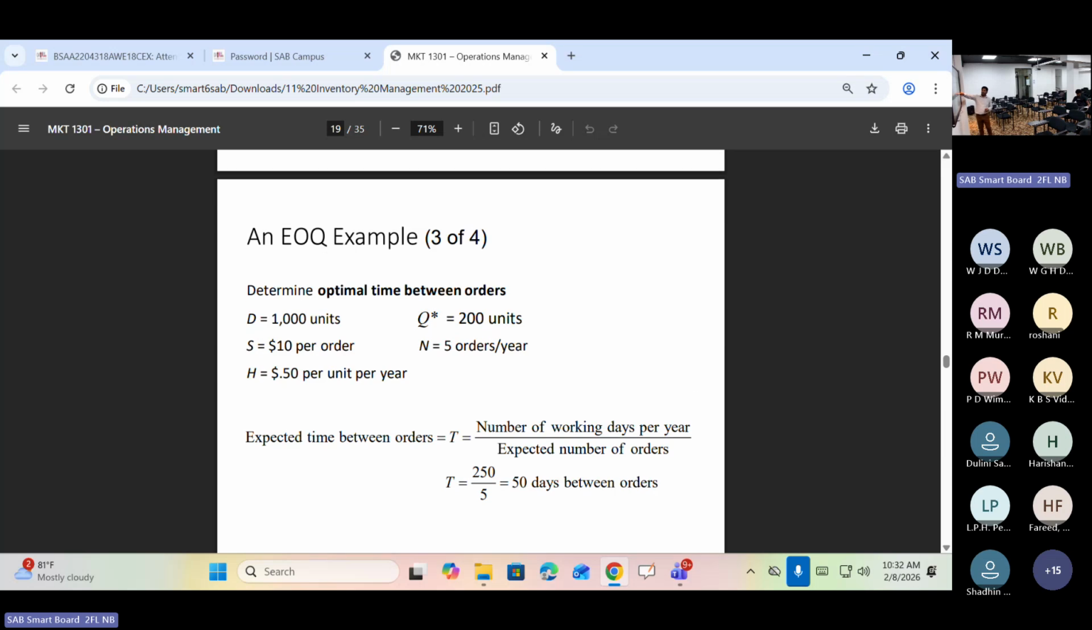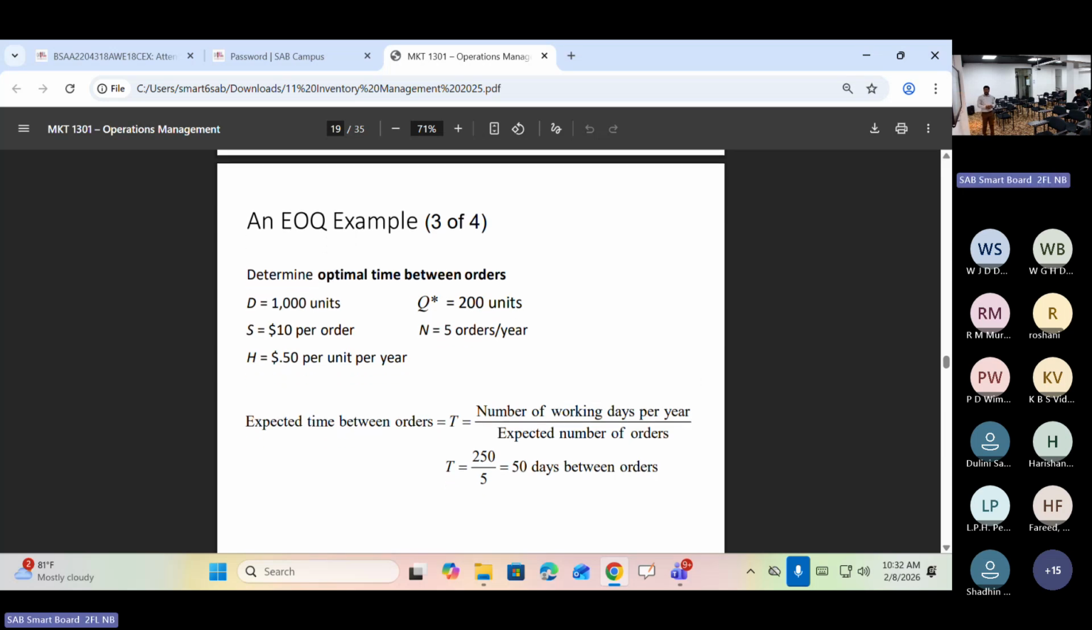To determine the optimal time between orders, if you are provided some additional information like the number of working days per year that the factory would be operating, in this case given as 250 days per year, then the expected time between orders is the number of working days divided by the number of orders per year. So you get the answer: 50 days between orders.